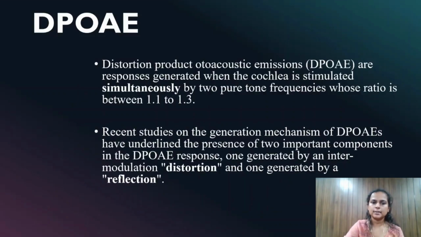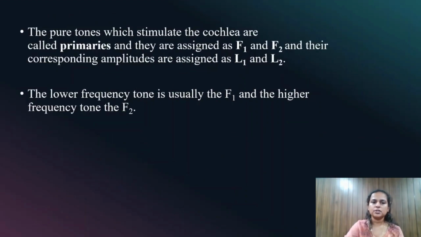Distortion product otoacoustic emissions are responses generated when the cochlea is stimulated simultaneously by two pure tone frequencies whose ratio is between 1.1 and 1.3. Recent studies on the generation mechanism of DPOAEs have underlined the presence of two important components in the DPOAE response, one generated by an intermodulation distortion and one generated by a reflection. The pure tones which stimulate the cochlea are called primaries, and they are assigned as F1 and F2 for frequencies and L1 and L2 for intensities.